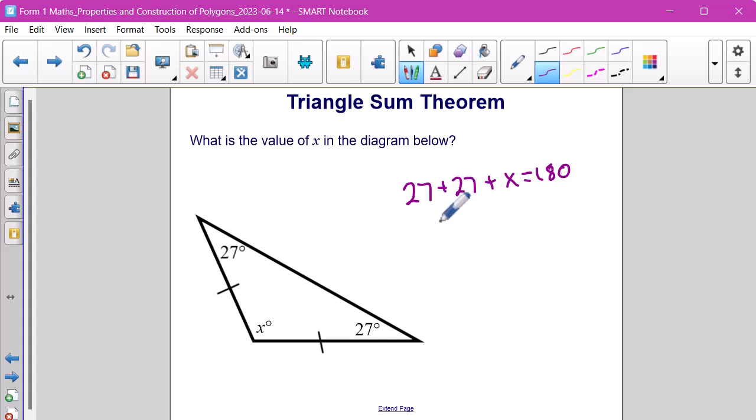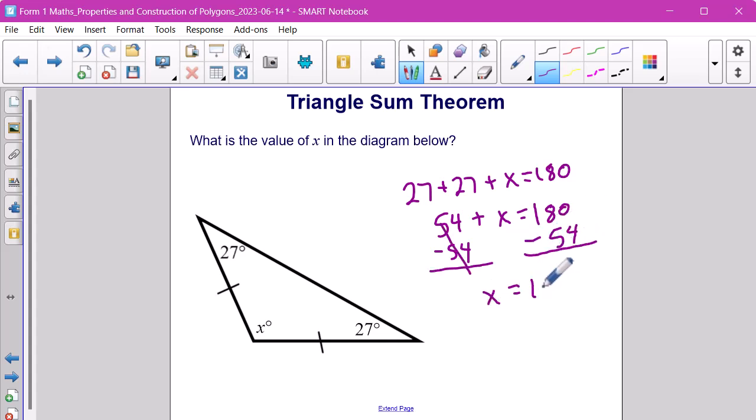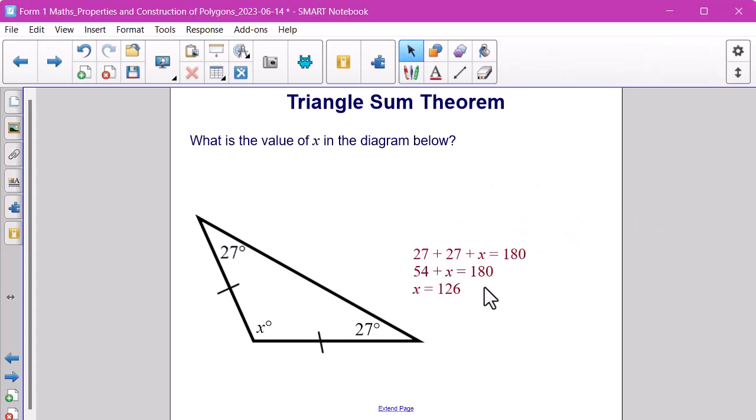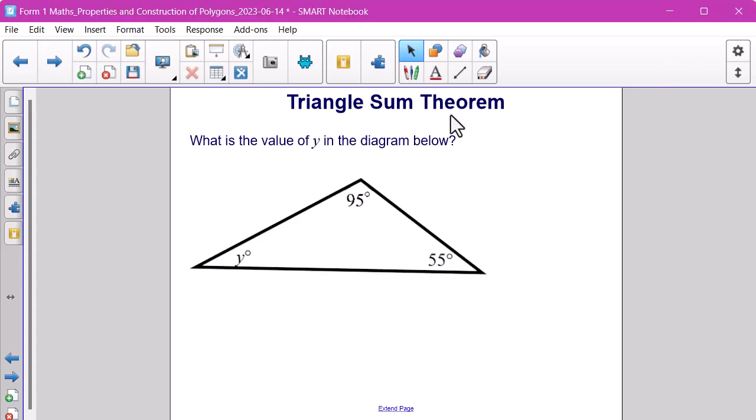If we combine these two values together, we get 54 plus x is equal to 180. And if we subtract 54 from both sides, we end up getting that x is equal to 126. And here's the work required to answer this question. And it does indeed match the solution that we found. The value of x is 126. We don't have to put degrees as a unit of measure here because the unit of measure is included in the original diagram.